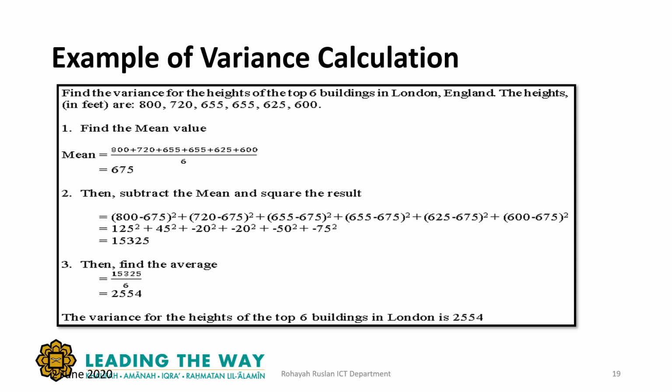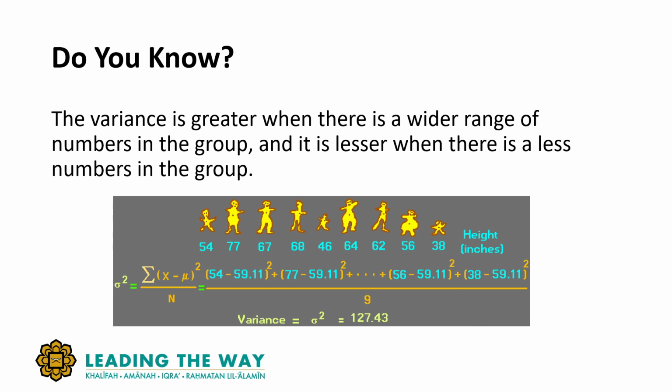Do you know that the variance is greater when there is a wider range of numbers in the group, and it is smaller when there is a narrower range of numbers in the group?